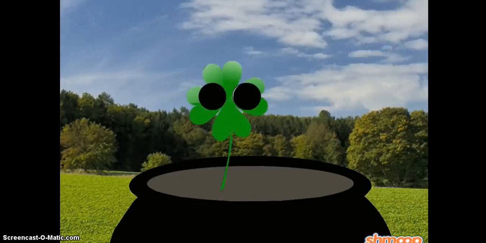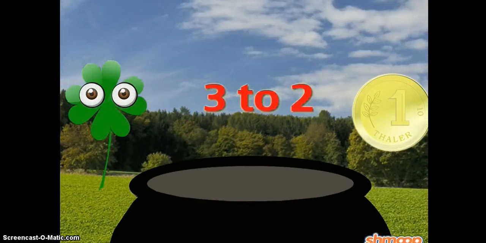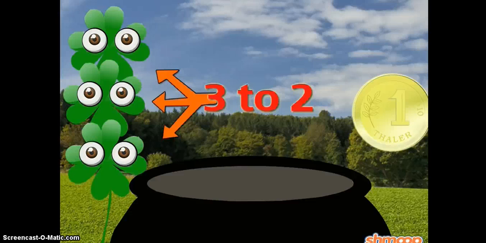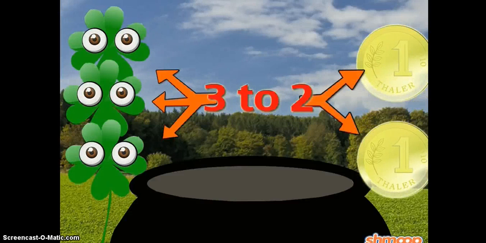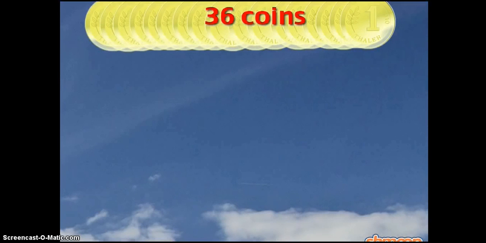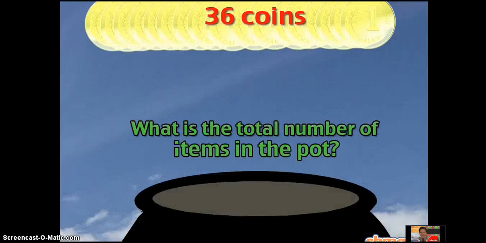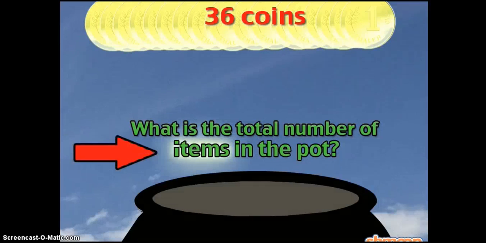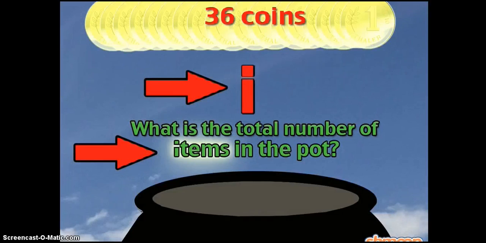The ratio of shamrocks to coins is 3:2, meaning that for every 3 shamrocks he has in his pot, he has 2 coins. If there are 36 coins, what is the total number of items in the pot? We want to find the total number of items, so let's call our variable I.